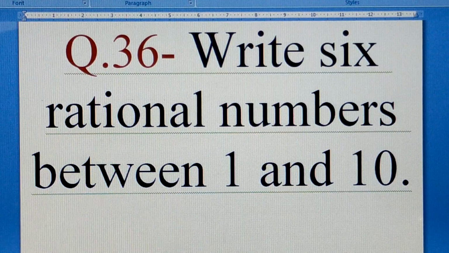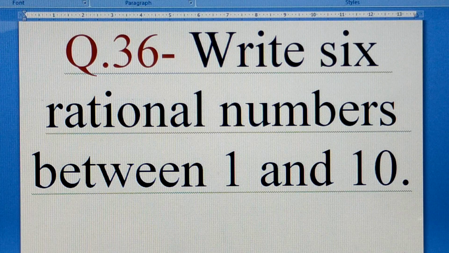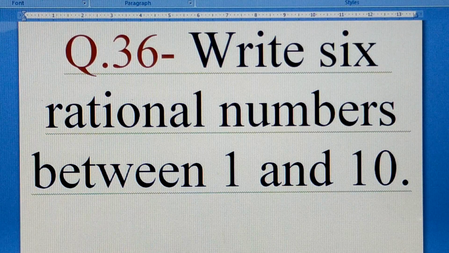This is a new question. Write 6 rational numbers between 1 and 10. You have to write 6 rational numbers between 1 and 10. One is a natural number, one is a whole number, and one is a rational number also. Rational numbers are the numbers which can be written in the form of P upon Q. 1 can be written as 1 upon 1, and 10 can be written as 10 upon 1. So you have to write 6 rational numbers between 1 and 10. Just write simply 2, 3, 4, 5, 6, 7, 8, and your problem is solved.